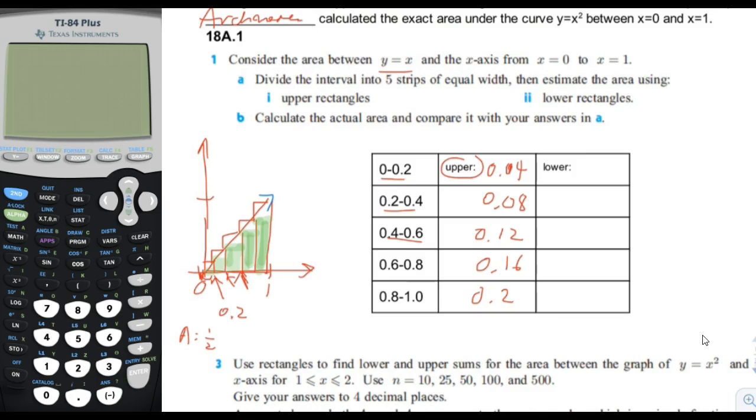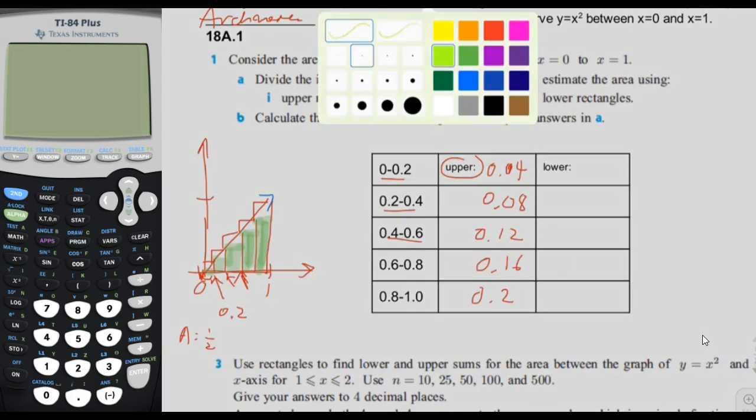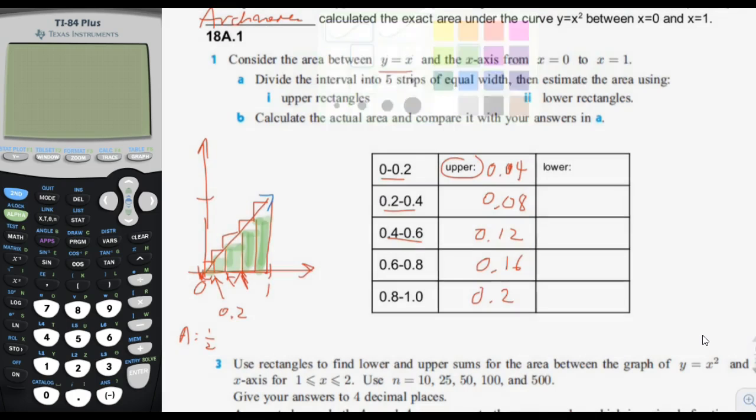Okay? And then for the lower rectangles, the first one would be 0 because the height of the leftmost rectangle is 0. The second one would be 0.2 times 0.2, so it would be 0.04. So you can see that they're all shifted down like that.